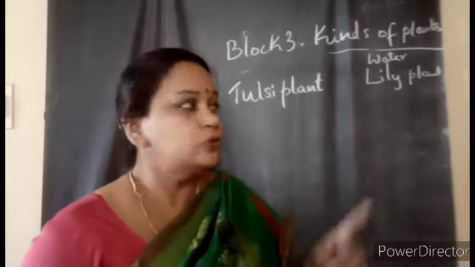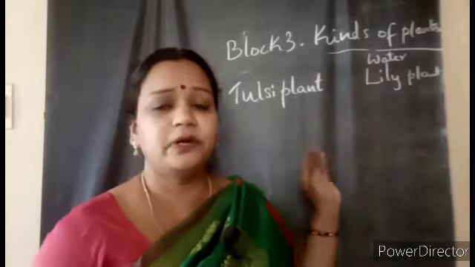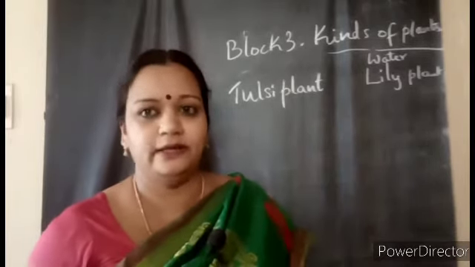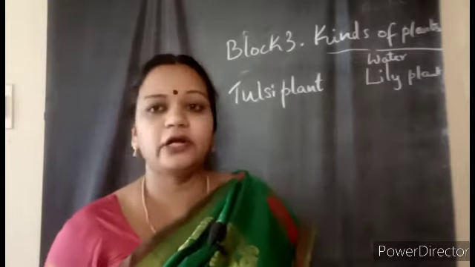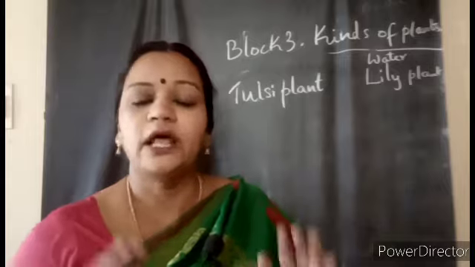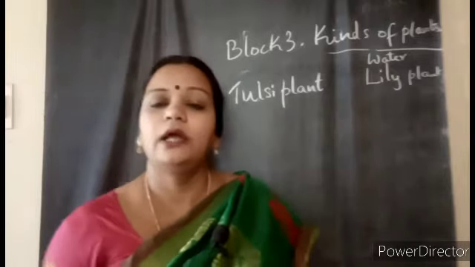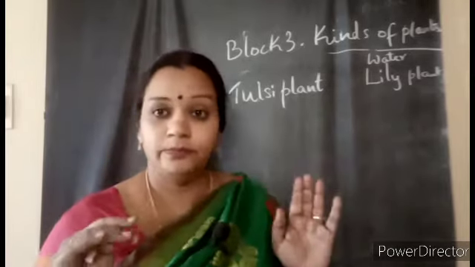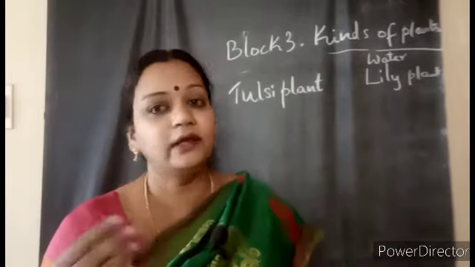So to live in water, if you take a tulsi plant and keep it in the water, it may die. If you remove the water lily and keep it on the ground, it may die. Why does that happen? Because they have features in their body to live comfortably either on the land or in the water.